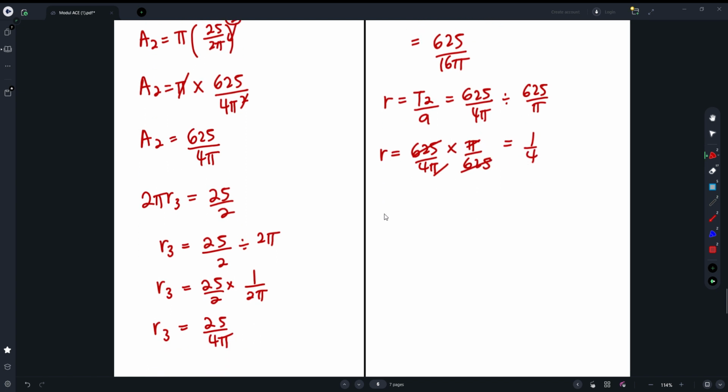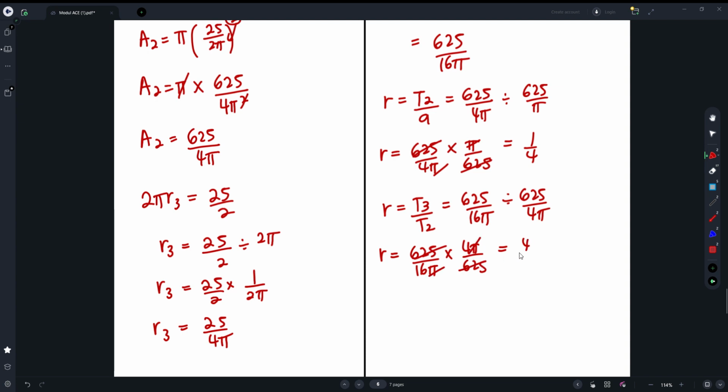But we cannot just stop here. We need to do one more step, which is between term number 3 and term number 2. So 625 over 16 pi, which is the area of the third circle, divided by term number 2, which is 625 over 4 pi. So my common ratio will be 625 over 16 pi multiplied by the inverse of the fraction, so 4 pi over 625. And as you simplify, you'll get 4 over 16, which is also equivalent to 1 over 4.